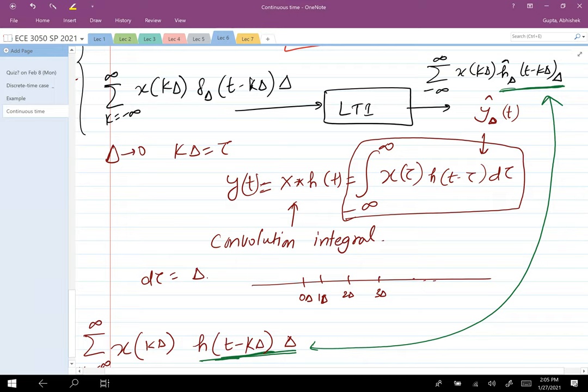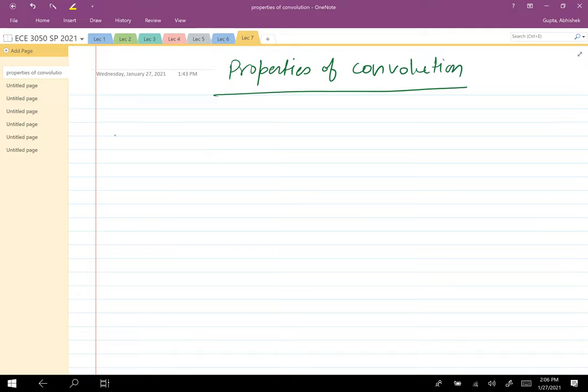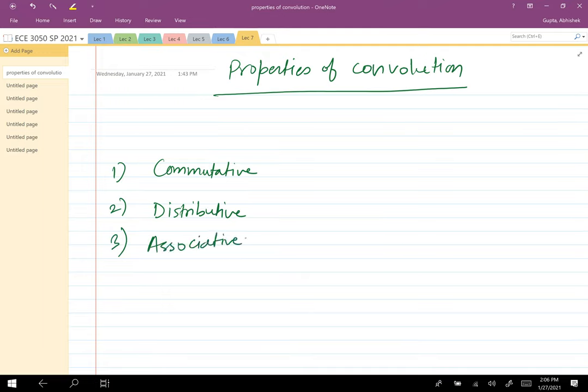Okay. So if there are no further questions, what I'm going to do next is talk about properties of convolution. So I'll move on to lecture 7. In particular, I'm going to talk about three properties: associative property of convolution, commutative, and the third is distributive. Actually, I want to talk about commutative and distributive first, and then the associative property. It doesn't matter in which sequence we talk about it, but things become much easier if we talk about commutative first.